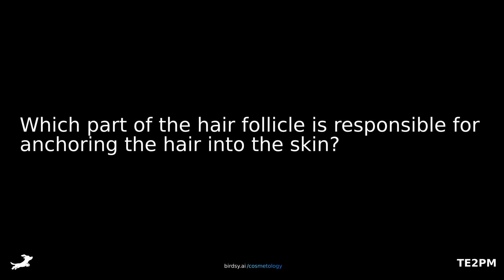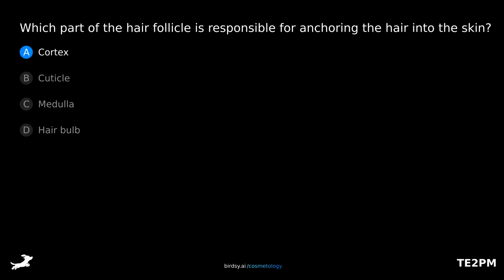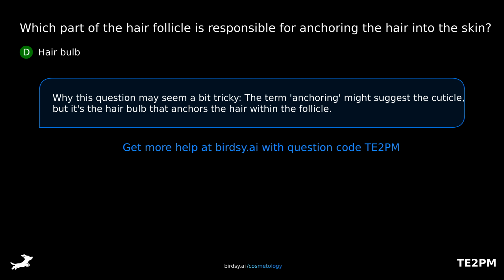Which part of the hair follicle is responsible for anchoring the hair into the skin? Is it A, cortex, B, cuticle, C, medulla, or D, hair bulb? The answer is D, hair bulb. While this question may seem a bit tricky, the term anchoring might suggest the cuticle, but it's the hair bulb that anchors the hair within the follicle.